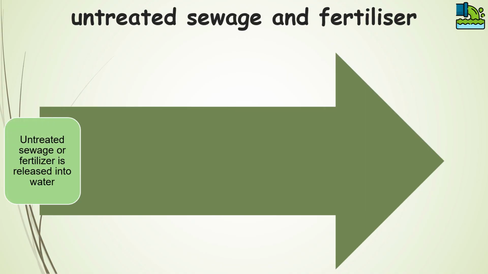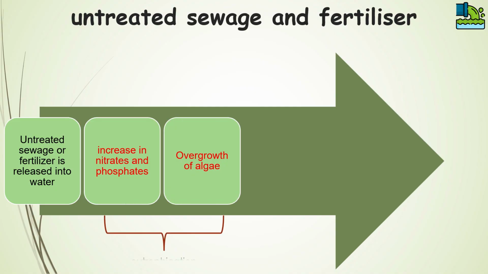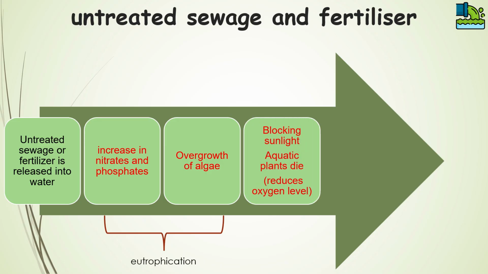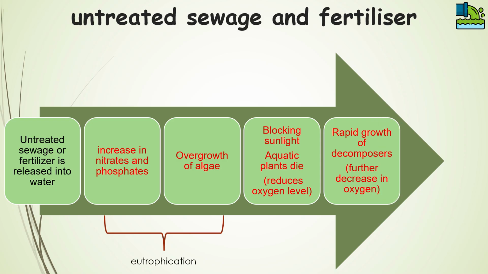In summary, after sewage is released into the water, nutrient levels increase, leading to an overgrowth of algae. This is eutrophication. The algae block sunlight, preventing aquatic plants from photosynthesizing and reducing oxygen levels. The vegan-friendly buffet causes rapid bacterial growth, further depleting oxygen. Other organisms die as a result of low oxygen levels.